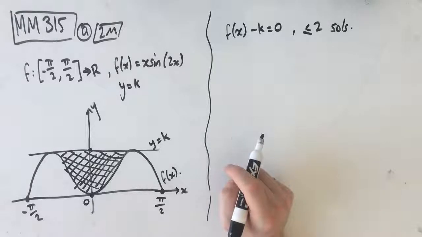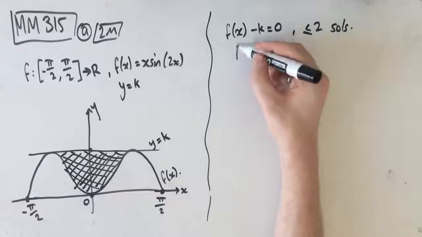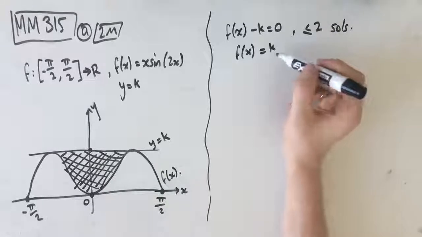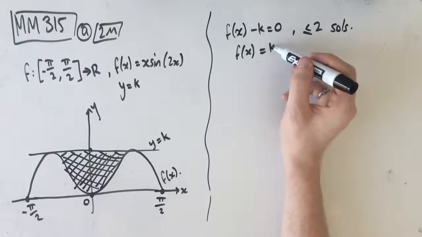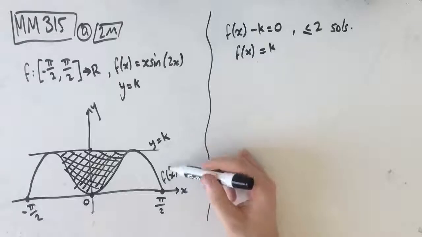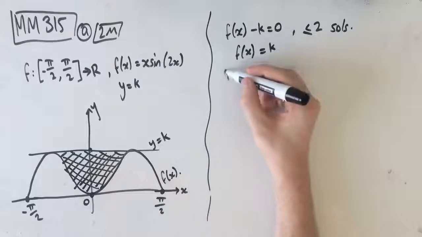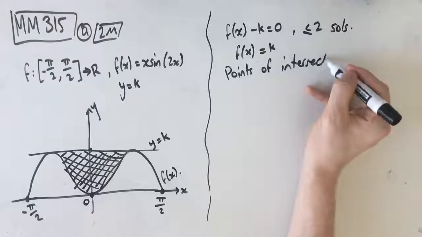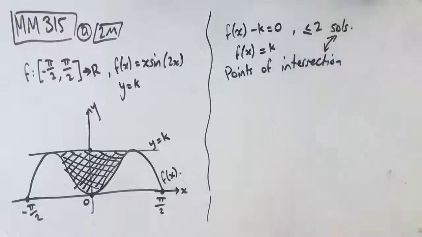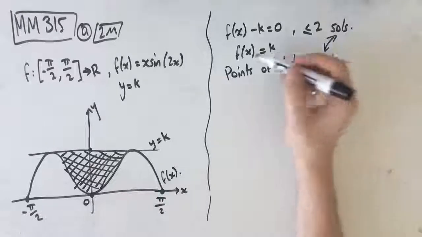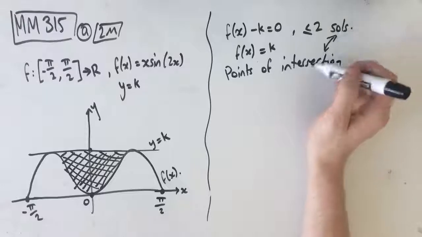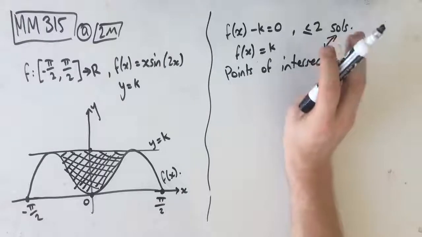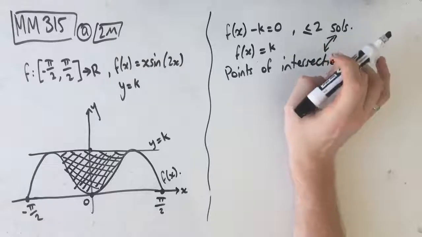Well, we know that if f of x take k is equal to 0, then adding k to both sides, we get f of x equals k. So if f of x is equal to k, that means that our two functions are equal to each other, right? And when they're equal to each other, that means we have points of intersection. So our points of intersection are our solutions and vice versa, right? So whenever we talk about the solution between two separate graphs, we're talking about the points of intersection between those graphs. So what we're actually talking about, when it says has 2 or less solutions, we're talking about has 2 or less points of intersection.